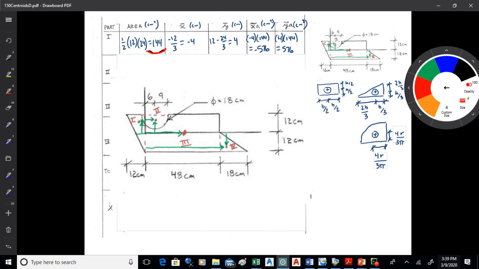I've got the units up above there. That would be centimeters squared. So I put the units in the headings of the table. That way I don't need to write them into each entry.